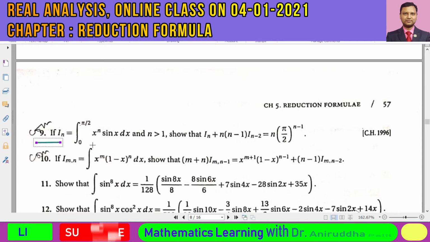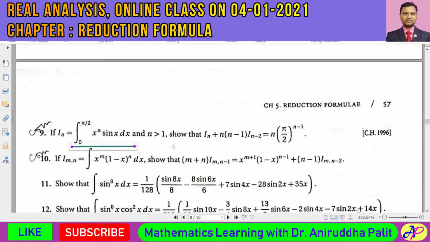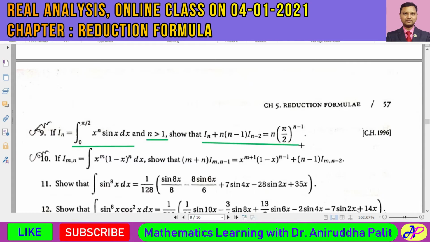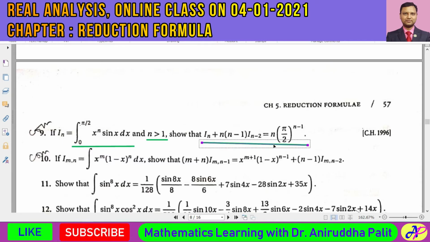It is given that In is equal to this definite integral from 0 to pi by 2 of x to the power of n sine of x dx, with n greater than 1, then show that In plus n into n minus 1 into In minus 2 is equal to n into pi by 2 to the power of n minus 1.